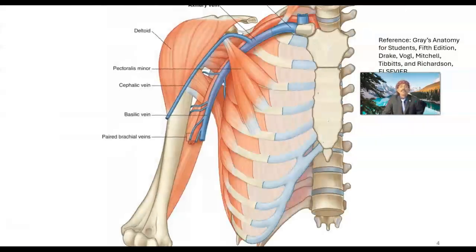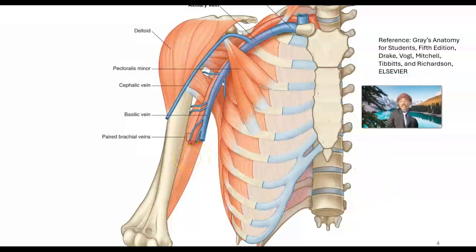If we go to the second image, this is our basilic vein. It becomes the axillary vein, and the axillary vein receives the cephalic vein. The axillary vein at the outer border of the first rib becomes the subclavian vein, unites with the internal jugular vein to form the brachiocephalic vein, and two brachiocephalic veins join to form the superior vena cava that opens into the right atrium of the heart. So we got the paired brachial veins, also called venae comitantes of the brachial artery.